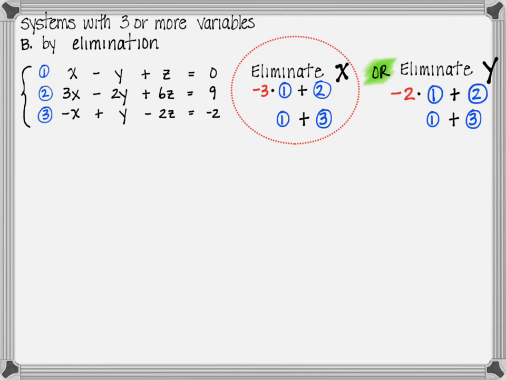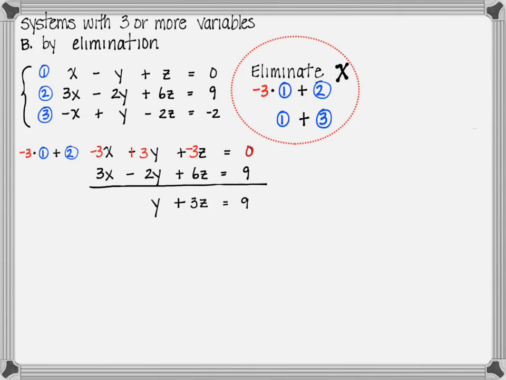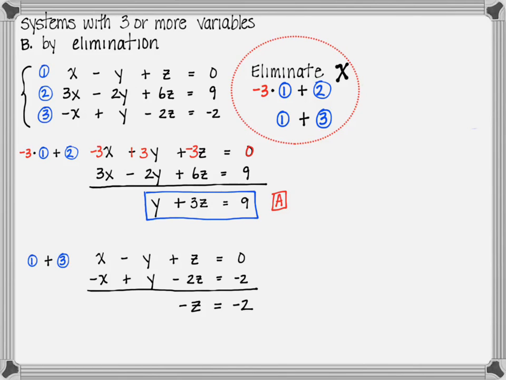I'm going to eliminate the x. So I'm going to do 3 times equation 1 plus 2, and there it is. Collect and simplify, and that would become my equation A. It has 2 variables. I went from 3 variables to 2 variables. The other pair is equation 1 plus equation 3. And there they are. Collect, and I go, oh, it actually just solved for one of the variables. Although that is equation B, it was nice because I got that z equals 2.